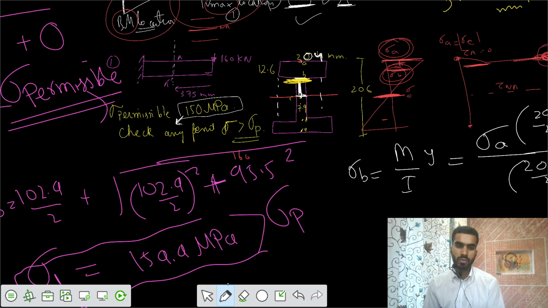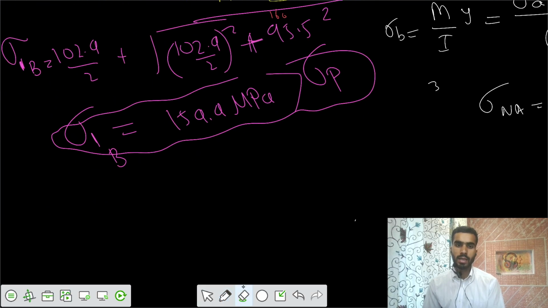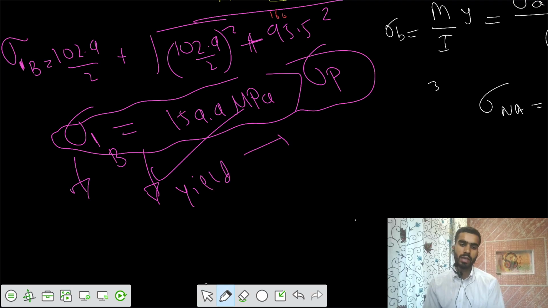So your structure is going to fail because your point B is having stresses greater than the permissible stress. So the structure can yield or it can fail. I would say there is failure of that material.